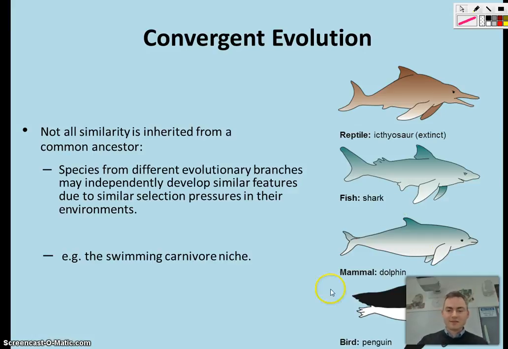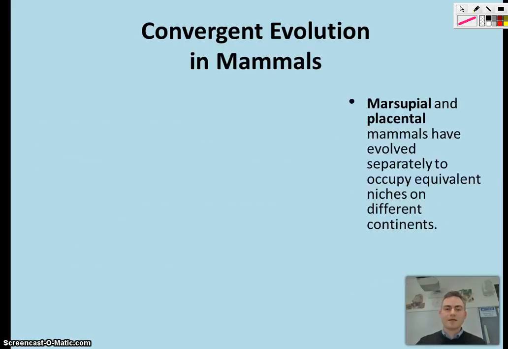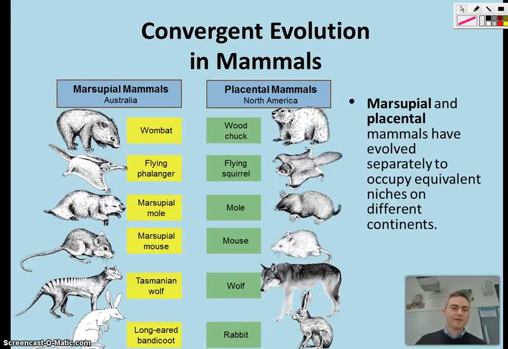So the ancestor of the dolphin, that ancestral mammal, wasn't a swimming organism. It didn't have those features. The ancestor of the penguin couldn't swim in the water. Same for the dinosaur. So all these features have evolved separately, and the organisms have become more similar to one another. They have converged because they're occupying similar niches. And there's just an example there of marsupial mammals in Australia and placental mammals in Australia.